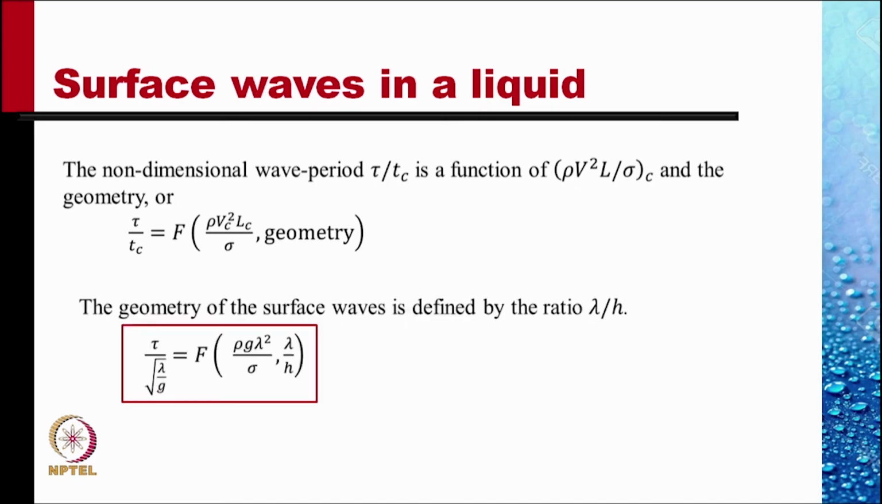The geometry of the surface wave is defined by the ratio lambda by h. So this is the final equation that we get for non-dimensional wave period. A much simpler expression than we began with. For deep sea waves, when h is very large, lambda by h is neglected. So the time period of the waves simply depends upon rho g lambda square by sigma, which is 1 over Weber number.